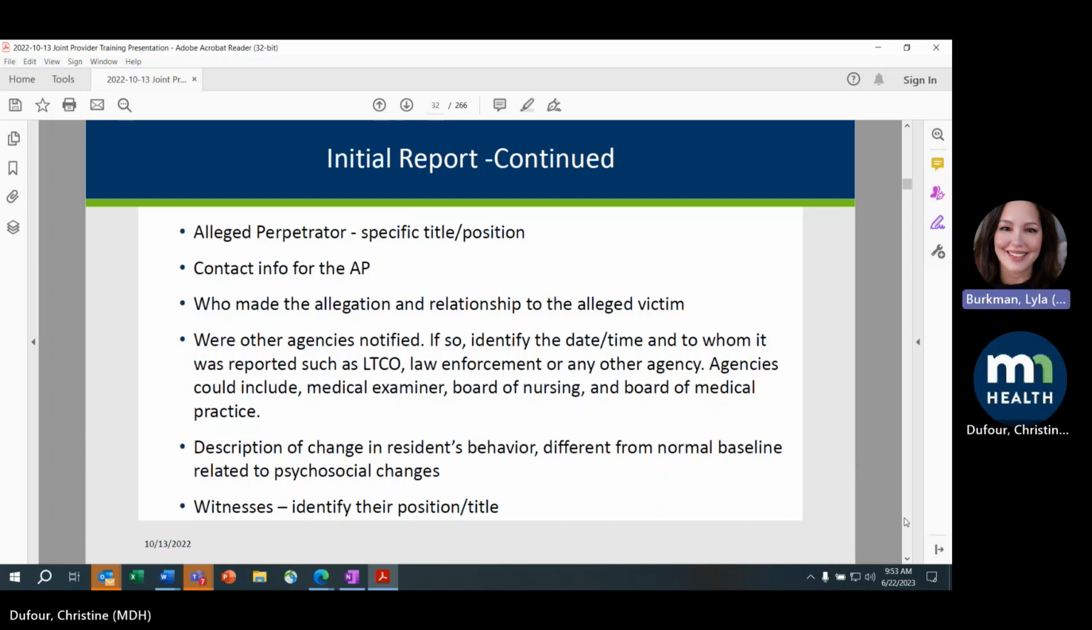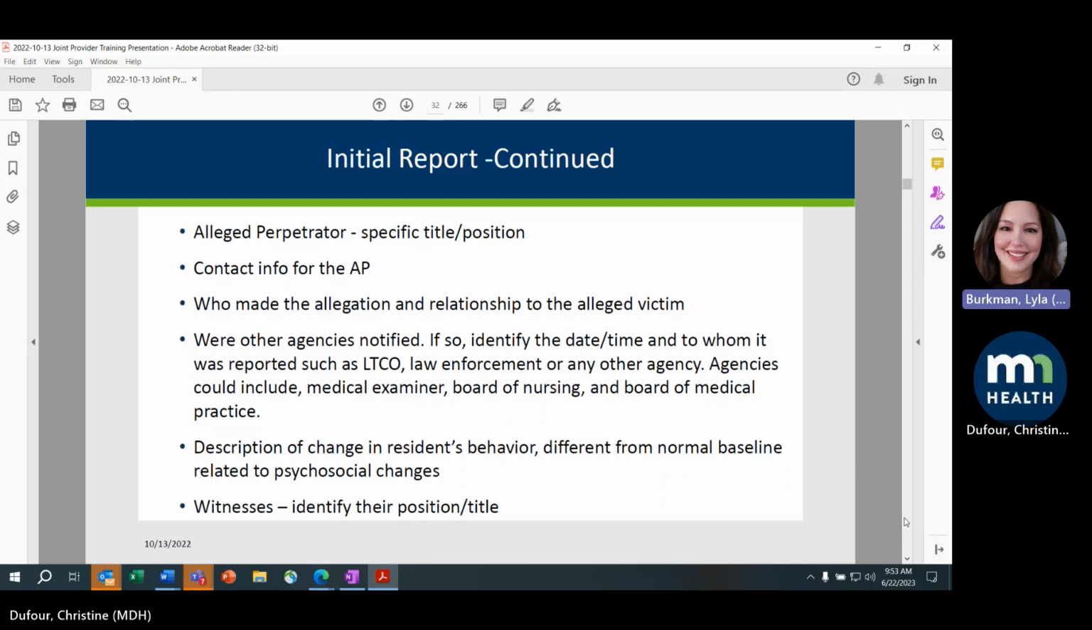It also must include the description of change in residents' behavior, which is different from their normal baseline, related to any psychosocial changes. Witnesses, including their position and title within the facility.